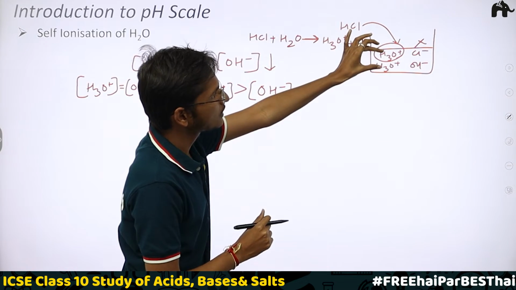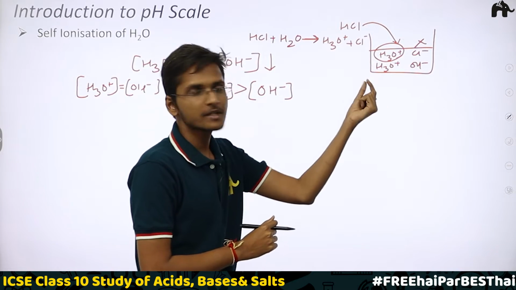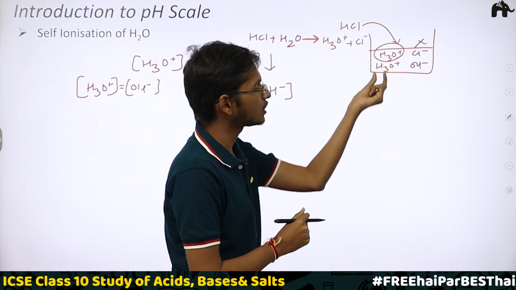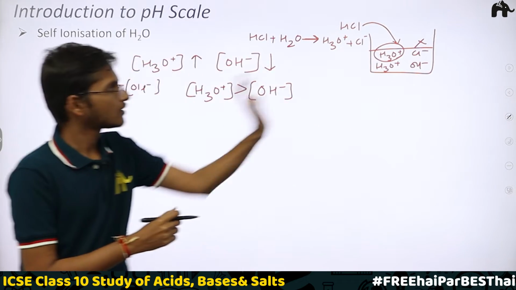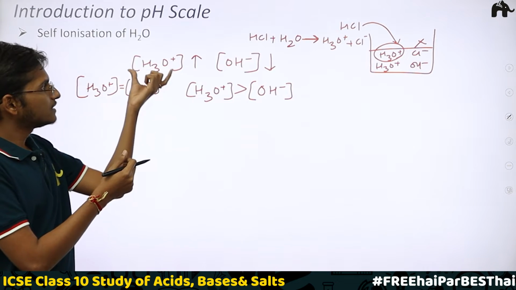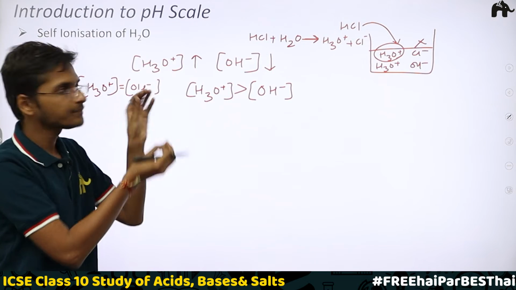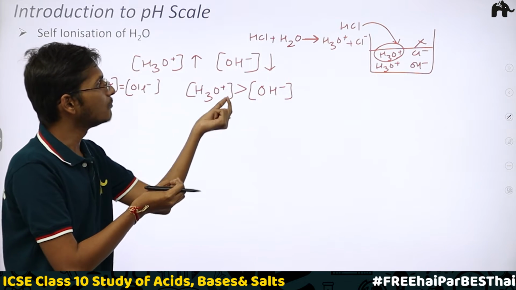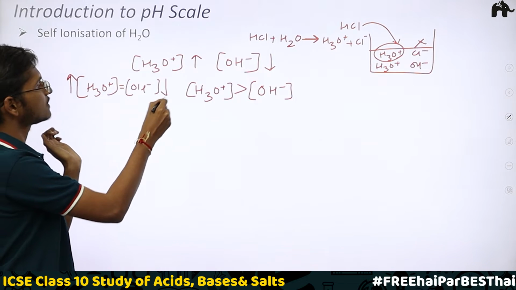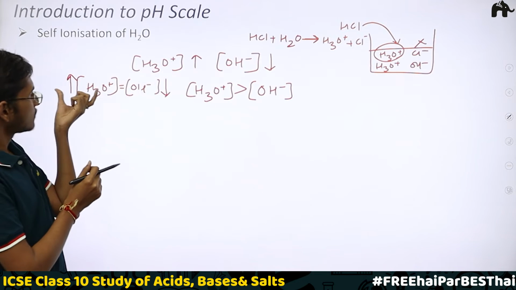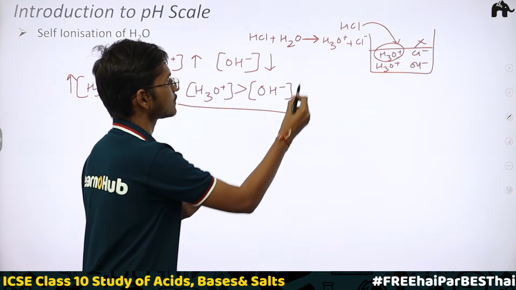See here. Suppose there was one molecule of hydronium ion and one molecule of hydroxyl ion. Now there are two hydronium ions and one hydroxyl ion. So we can clearly understand by this that since the hydronium ions concentration is increasing, the hydroxyl ions concentration is decreasing, so the hydronium ions concentration would be more. Previously it was the same, now this is increasing and this is decreasing. So now the hydronium ions concentration is greater than the hydroxyl ions concentration.